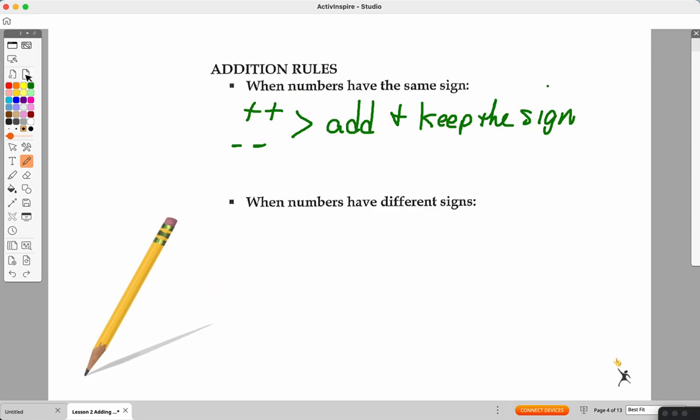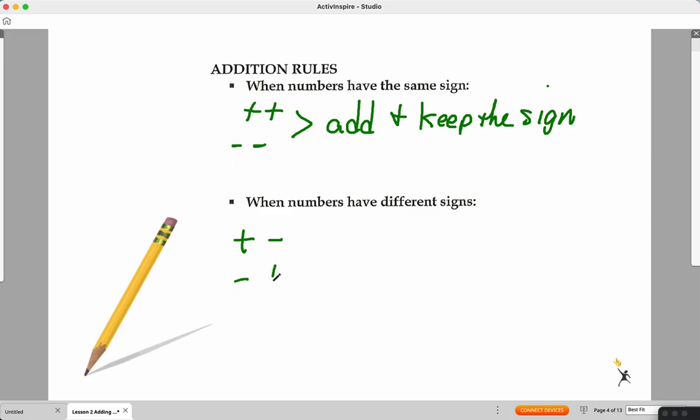And that's our next rule. When you have different signs, a positive and a negative, or a negative and a positive, or any number of different signs, you're going to subtract and keep the sign of the number with the greater absolute value.